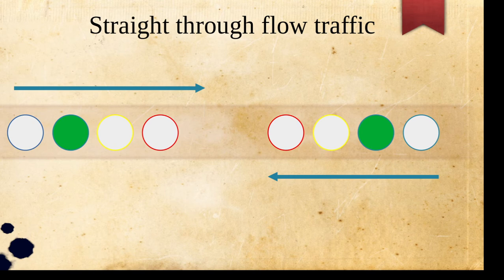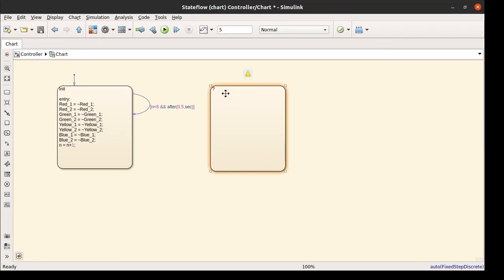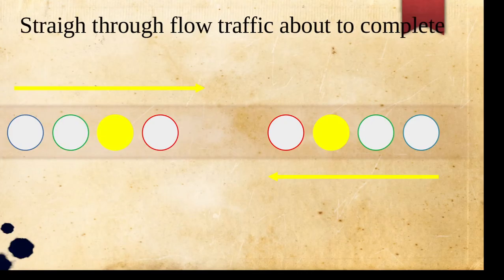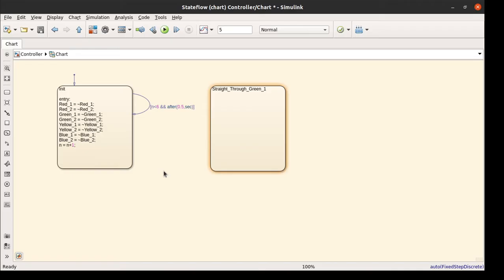So let's go back to our model. Let's name it straight through green 1. The reason why I named it green is because in the next condition we want to do the same, but we need to turn on the yellow LEDs. That's the reason I named it green.